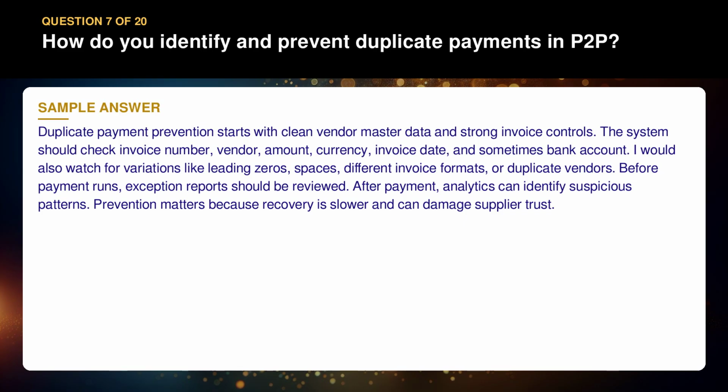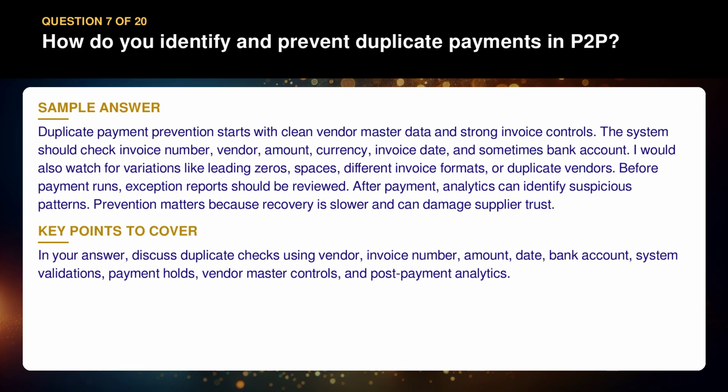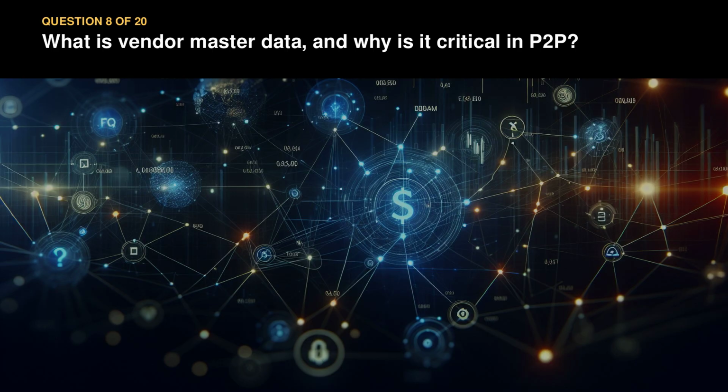Before payment runs, exception reports should be reviewed. After payment, analytics can identify suspicious patterns. Prevention matters because recovery is slower and can damage supplier trust. In your answer, discuss duplicate checks using vendor, invoice number, amount, date, bank account, system validations, payment holds, vendor master controls, and post-payment analytics.